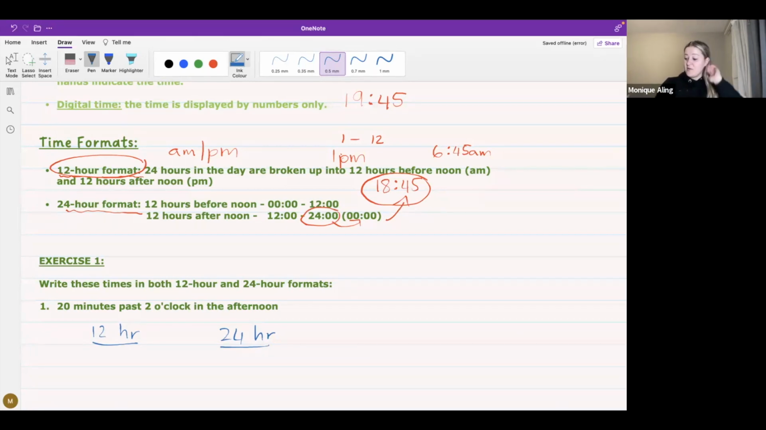So the keywords give us the actual time. It's 20 minutes past 2 o'clock. So it's 2 o'clock, 20 minutes have passed, and it is in the afternoon. For 12-hour, we can just say 2:20. And because it's afternoon, we say PM.